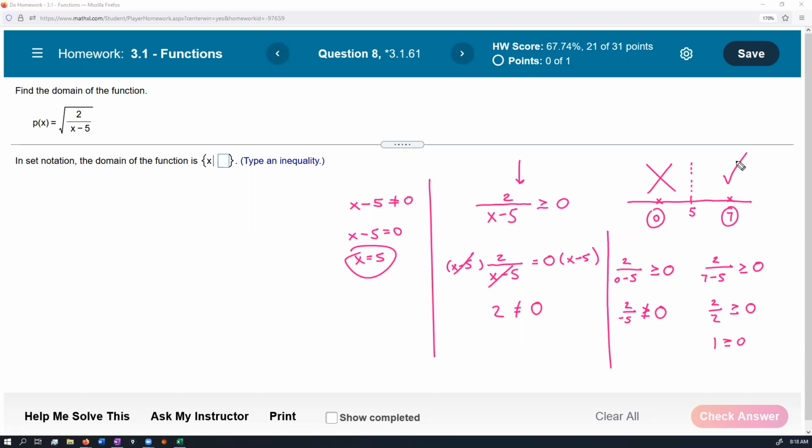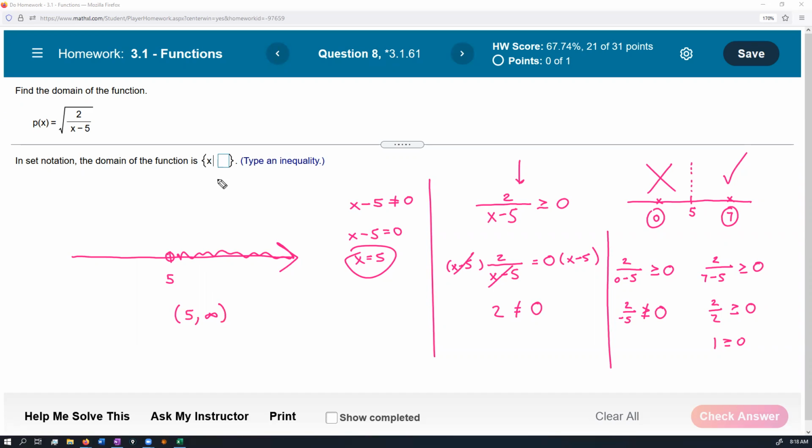Okay, so let's put this all together. In order for this function to be defined, first thing we have is that x actually cannot be 5. So on a number line, here's 5. We cannot have 5, right? And then this part over here says, okay, anything bigger than 5 works. So we want everything over here like this. So that just means 5 to infinity.